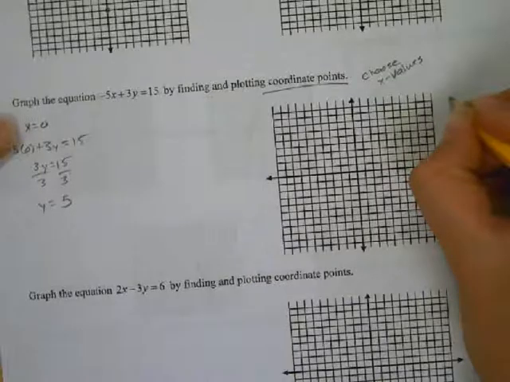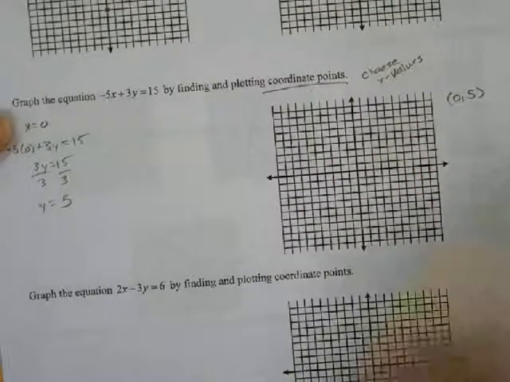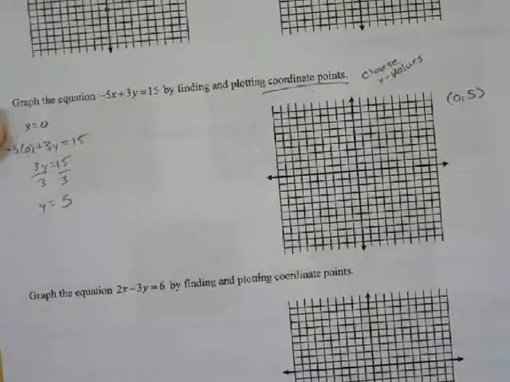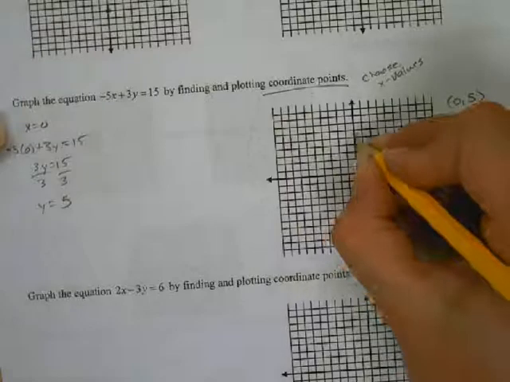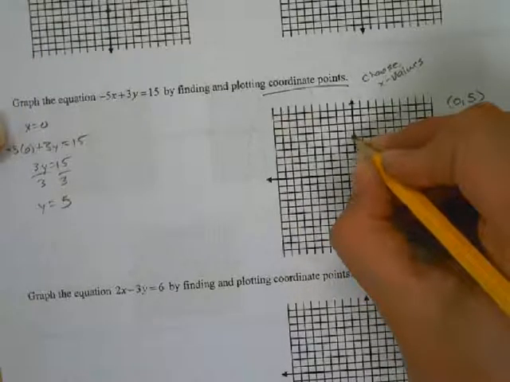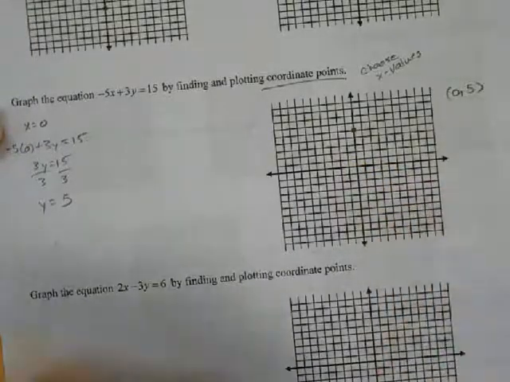So here's one ordered pair, or coordinate point, same thing. When x is 0, y is 5. So there's 1. X is 0, y is 5. 1, 2, 3, 4, 5. But I can't draw a line with just one dot, so I have to pick another one. I have no idea which direction to go. So I need to pick another point.